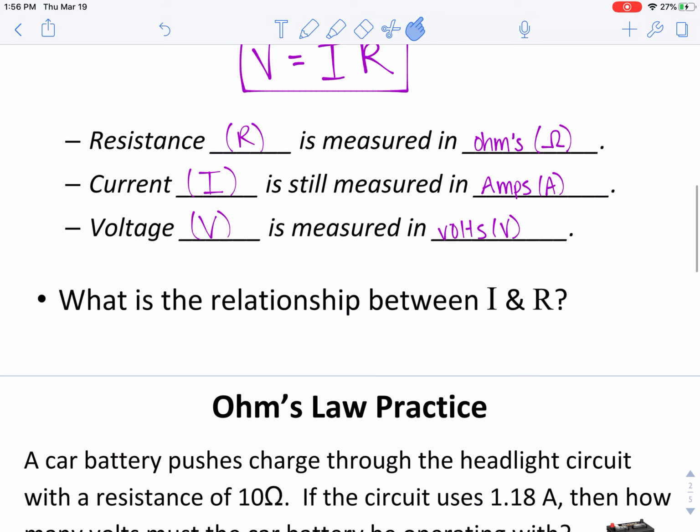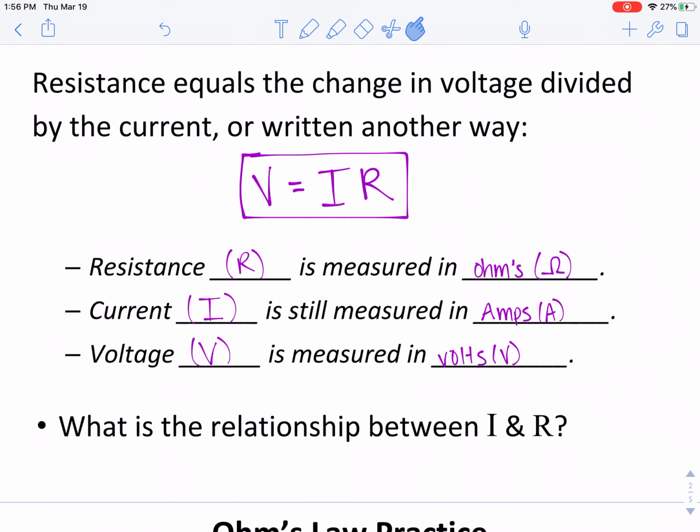So voltage is equal to current multiplied by resistance. That is Ohm's law. Not only is it important to know what Ohm's law is, but it's also important to know the relationship between I and R. You should have seen this relationship in the Ohm's law lab. We're going to look at it again.